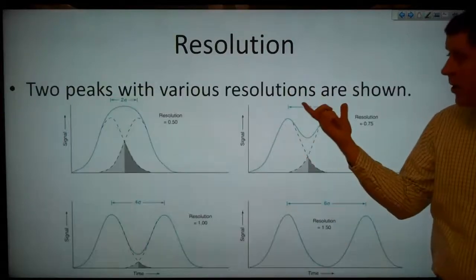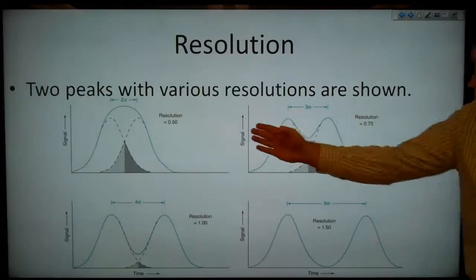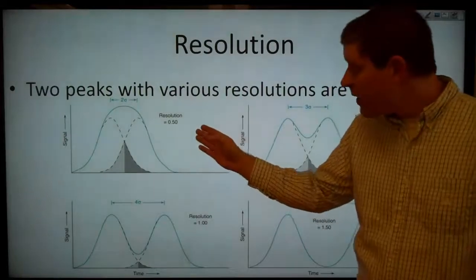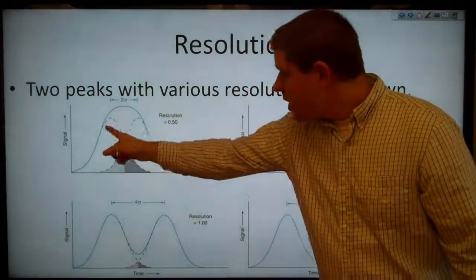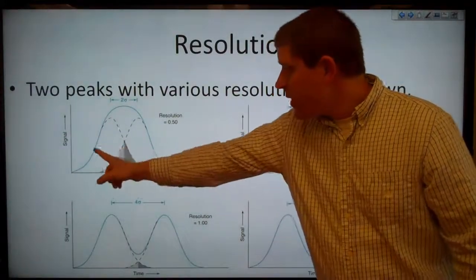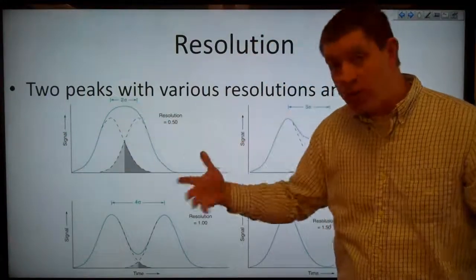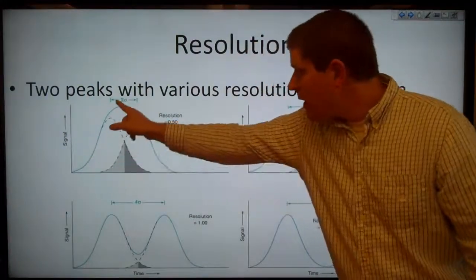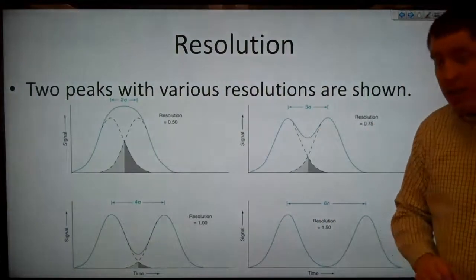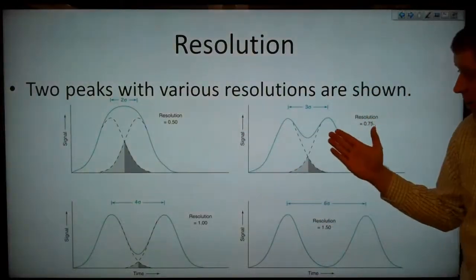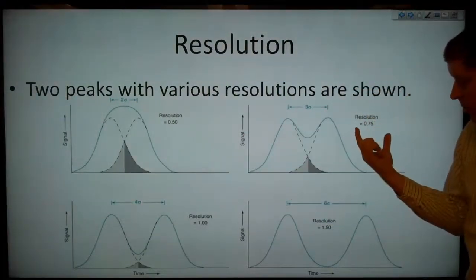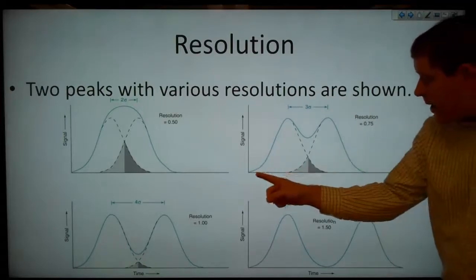Two peaks with various resolutions are shown here. Here we have a resolution of 0.5, and you can see that our two peaks are overlapping quite a bit, and when we add those two peaks together, which is what we'd actually see in the chromatogram, we get what looks like a single peak. But as we spread them out, and now we have a resolution of 0.75, we get to see that there are in fact two separate peaks there.